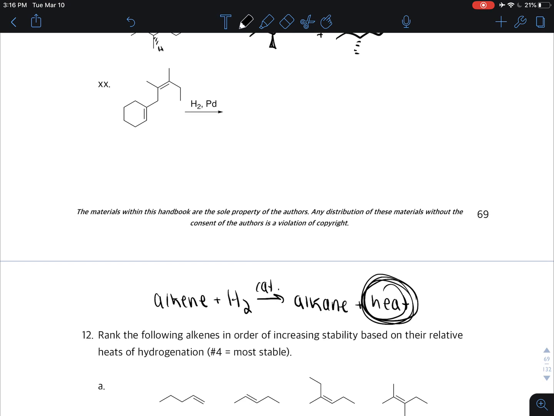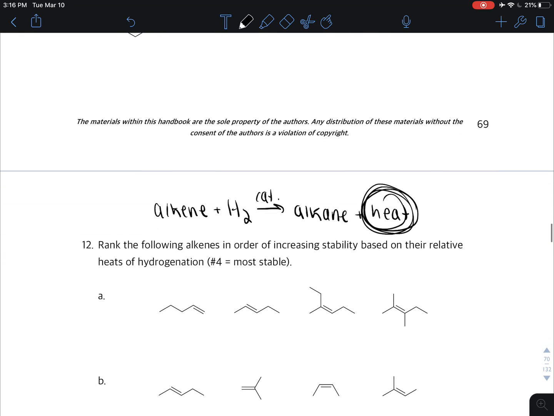That's actually how we quantitatively measure alkene strength. Based on how much heat, or how exothermic this reaction is, it's going to dictate how stable the alkene is. Okay, so when it says rank based on heats of hydrogenation, it basically just says rank in terms of stability. So we know that a tetrasubstituted is more stable than a trisubstituted, which is more stable than a disubstituted, which is more stable than a monosubstituted alkene.